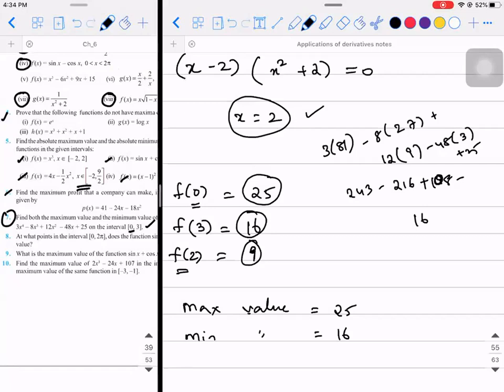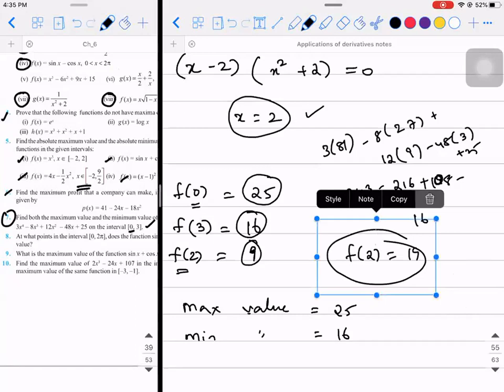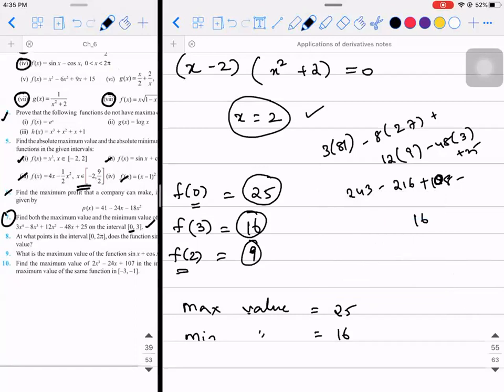What if the value of f of 2, let's say it came out as 19 instead of 9? Then what would have been the maximum value? Maximum value would have been 25, but the minimum would have been 19. Because this helps us to do a comparative study. So that is why we need not do the second derivative test when you have a closed interval.